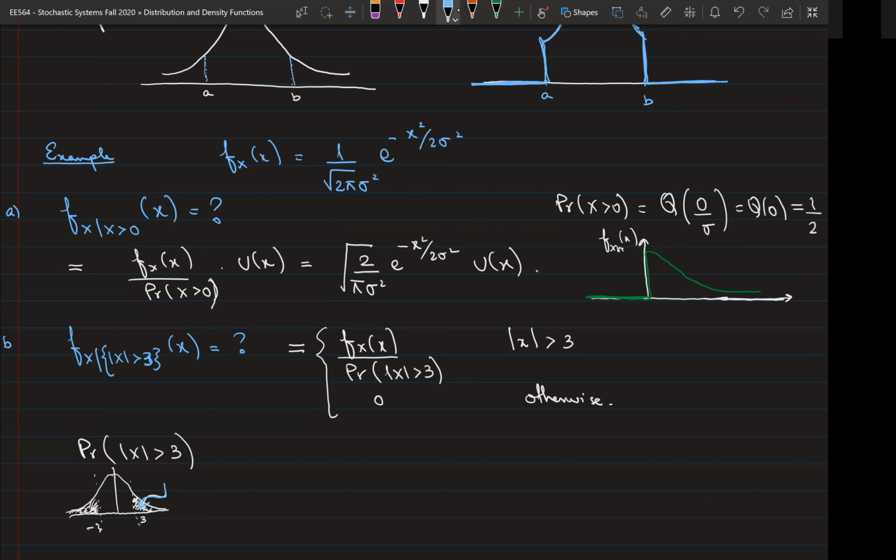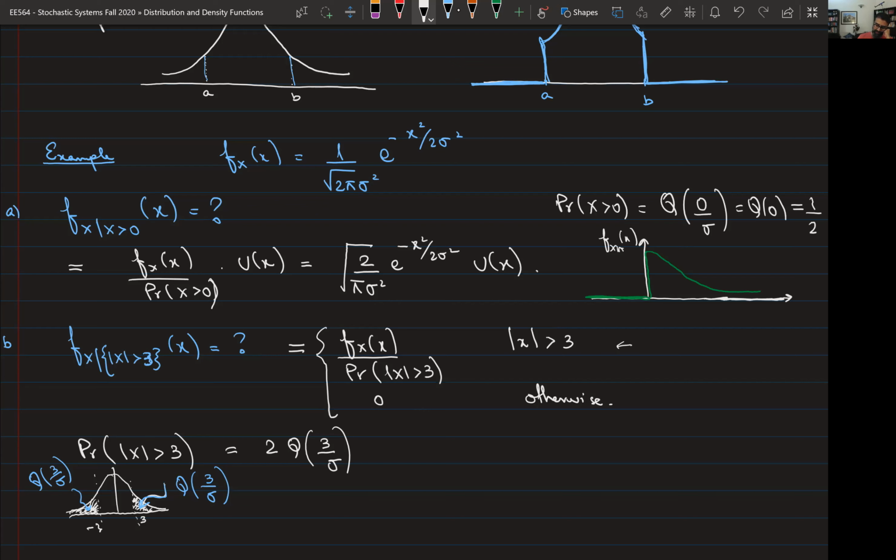The total area is twice Q of 3 upon sigma. Remember, there's a sigma there, because this is not standard normal. What about this? Because of the symmetry, this is also Q of 3 upon sigma. You just add them up, and therefore we conclude that this is 2 times Q of 3 upon sigma. Okay. So you just plug that in over here.